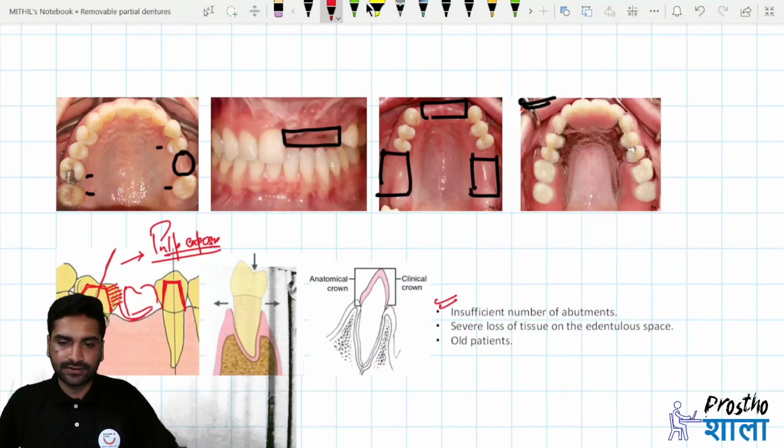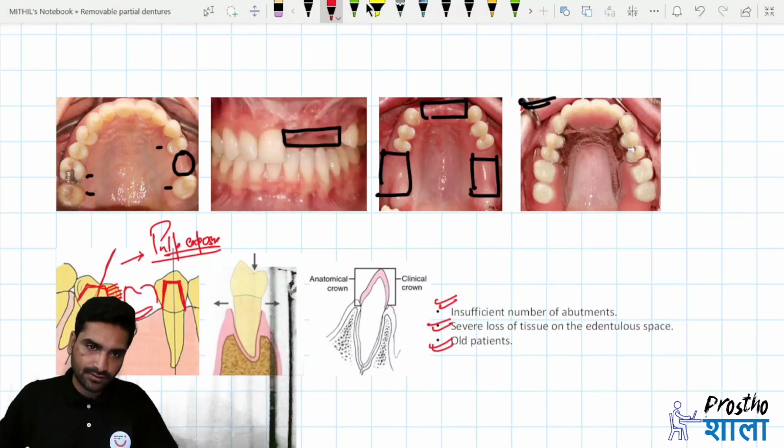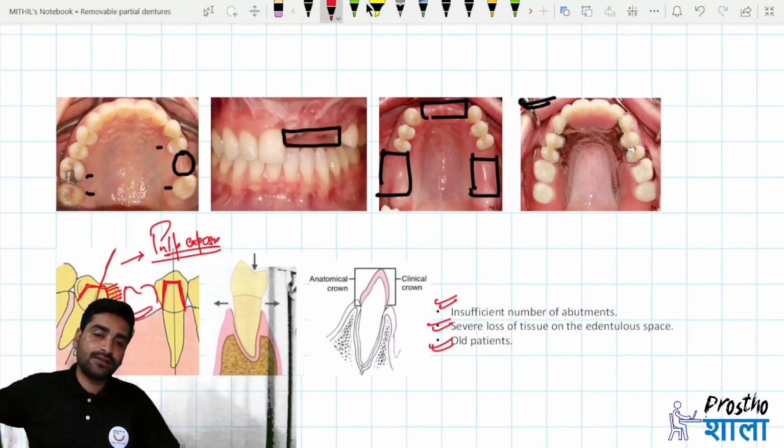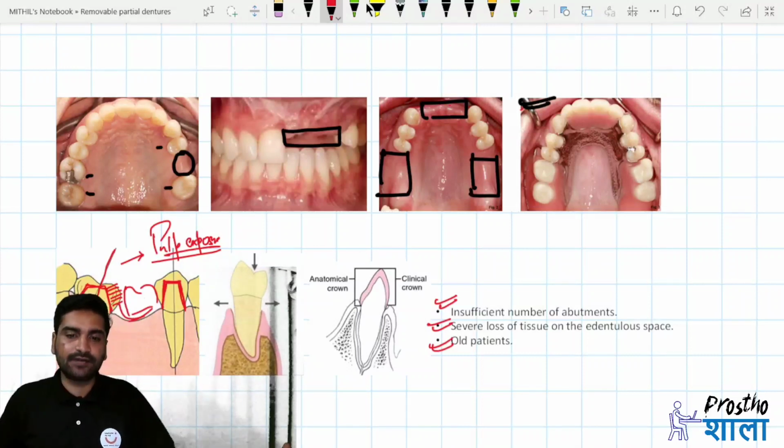You don't have a sufficient number of abutment teeth, or there is severe loss of tissue in the edentulous space, or very old patients who are not ready for that meticulous fixed partial denture treatment and want to go for an RPD.